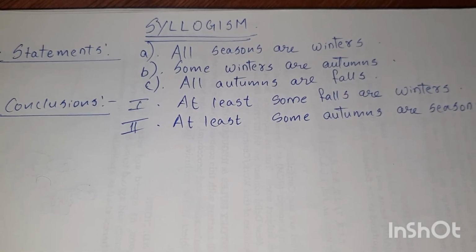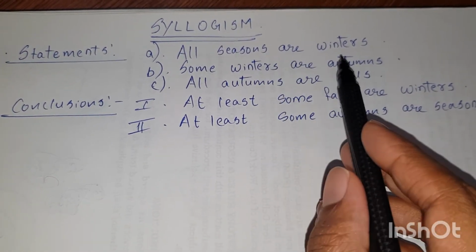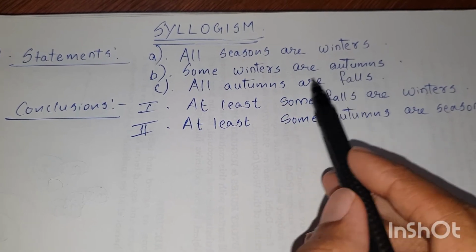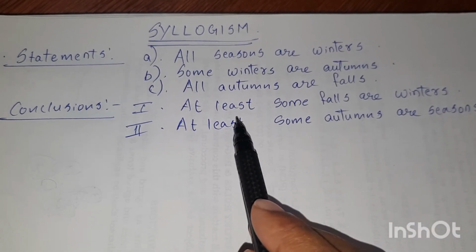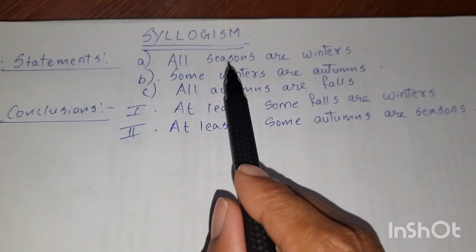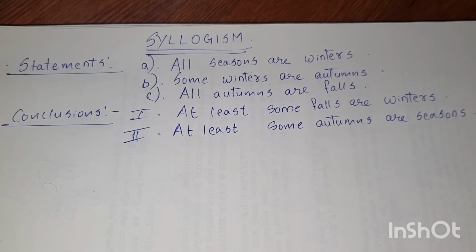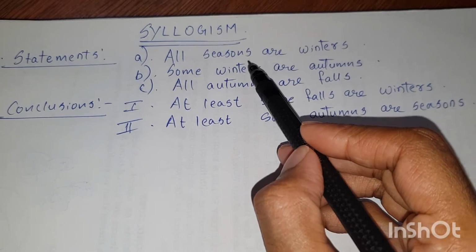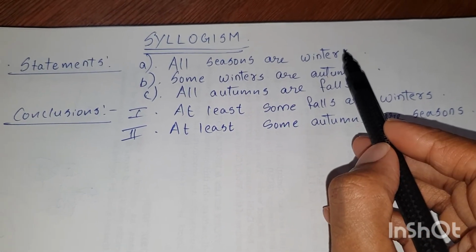Going to the third question. Statements: all seasons are winters, some winters are autumns, all autumns are falls. Conclusions: at least some falls are winters, at least some autumns are seasons. Going to the first statement, all seasons are winters. All X are Y. It is a universal affirmative case.